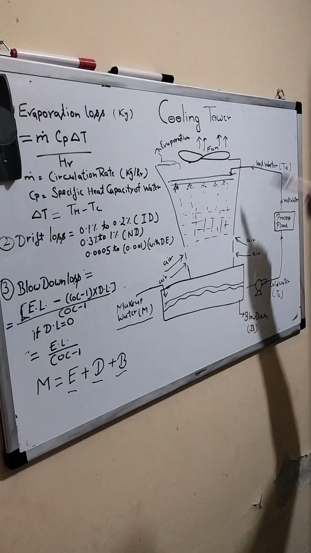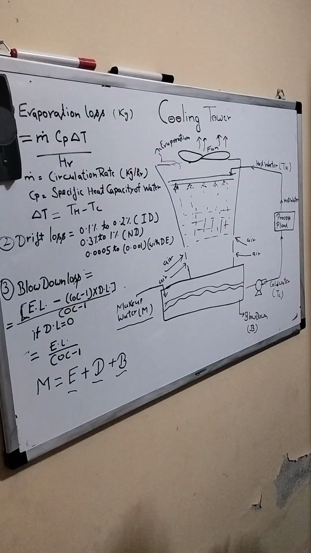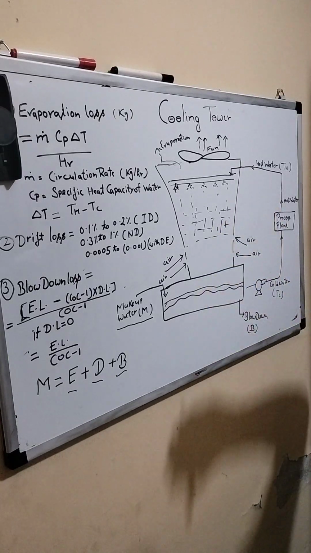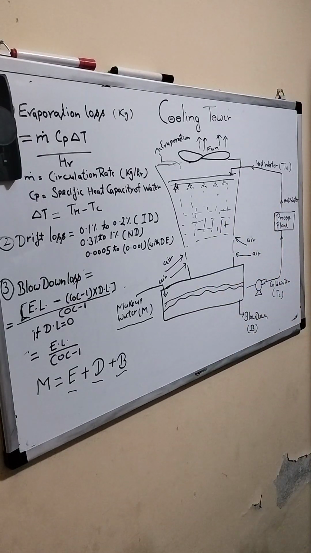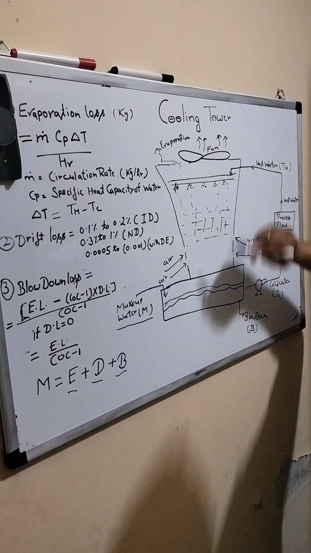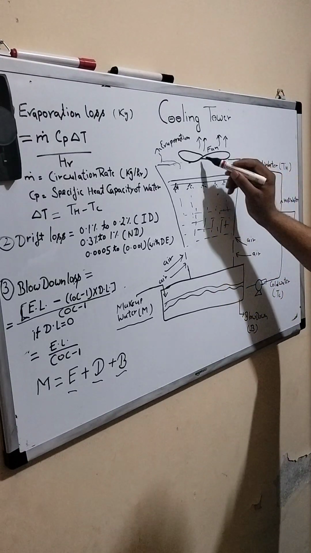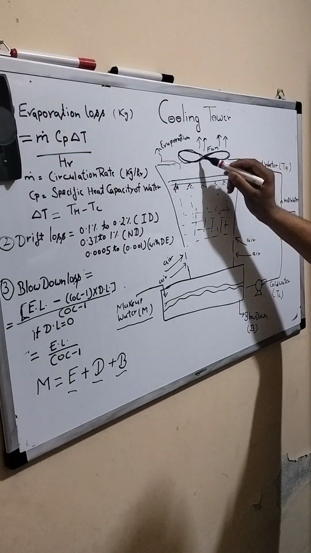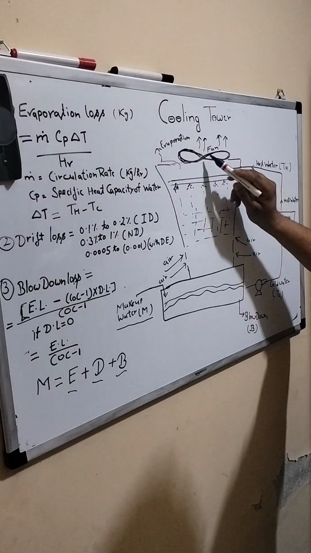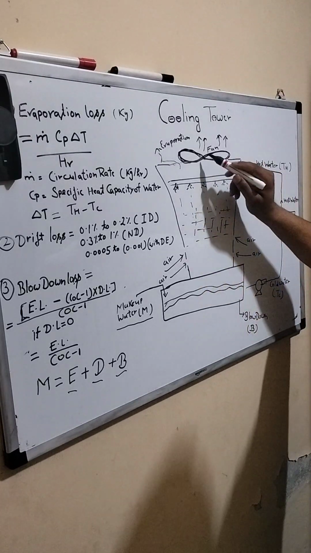This is a schematic diagram of an induced draft cooling tower. You can categorize cooling towers on the basis of draft into two types. First is natural draft, second is mechanical draft. In natural draft, the air flows without any mechanical device. But in a mechanical draft, we use a fan for drafting of air.